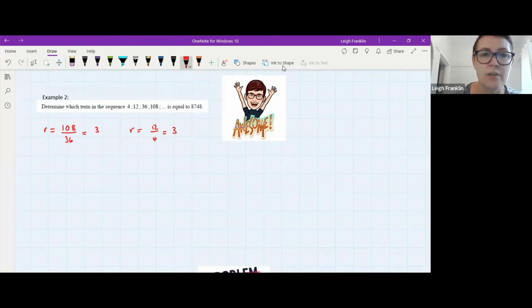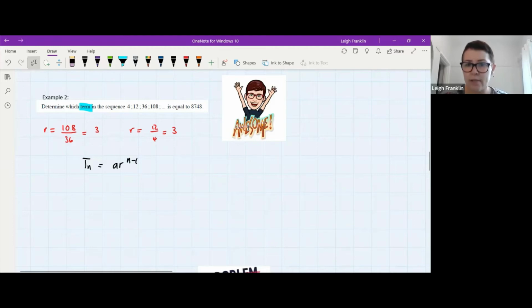A geometric sequence needs to be written in terms of A and R. Yes, Talia, I don't know if I've said that correctly. R is equal to 3. Okay, so when they've said to us determine which term in the sequence, what letter are they asking us to calculate in our formula Tn equals AR to the n minus 1? Which term in the sequence implies calculate what?